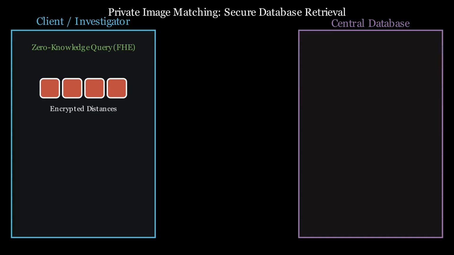Because the server is mathematically incapable of determining which encrypted block holds the winning score, it has no choice but to transmit the entire array of encrypted distances back across the network to the investigator's client device. Look at the payload as it crosses the zero-trust boundary, leaving the untrusted cloud and re-entering the secure local environment.